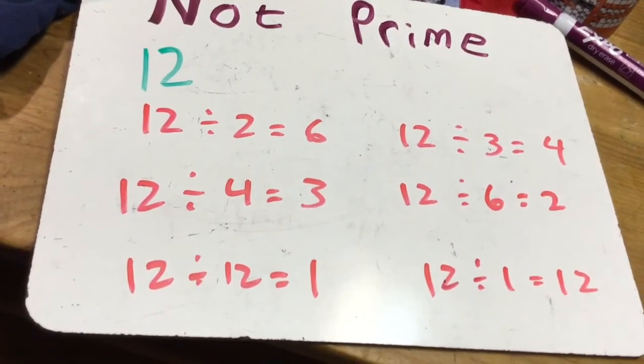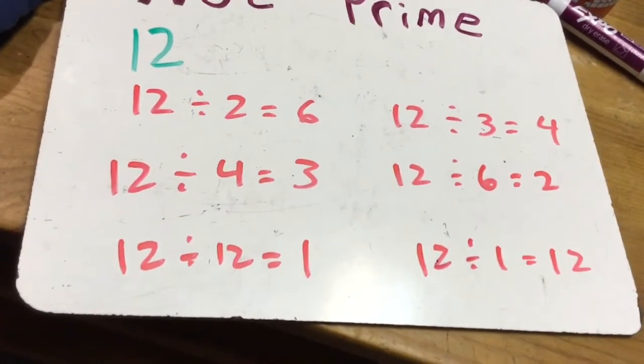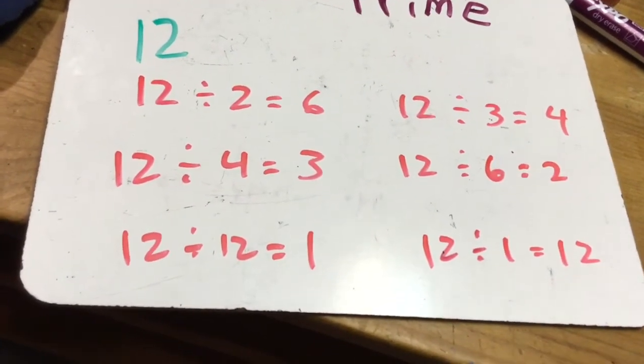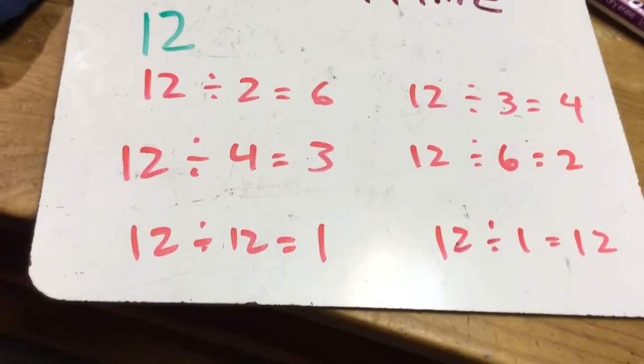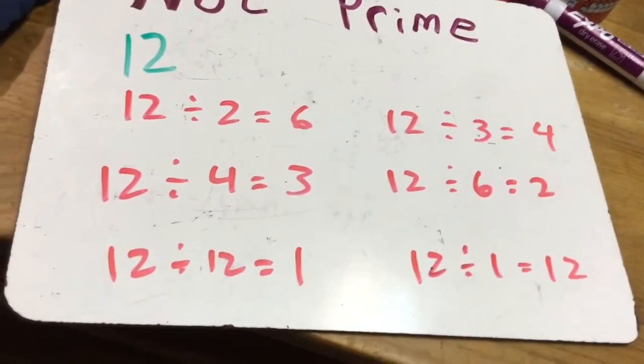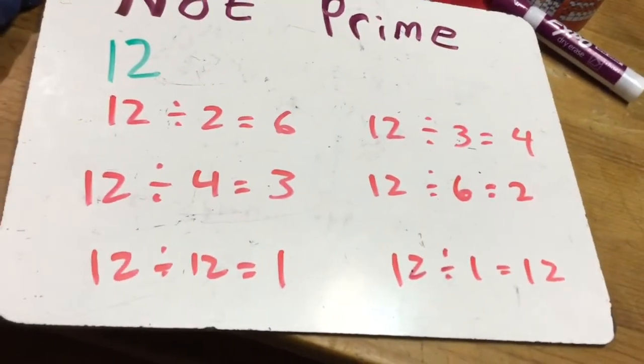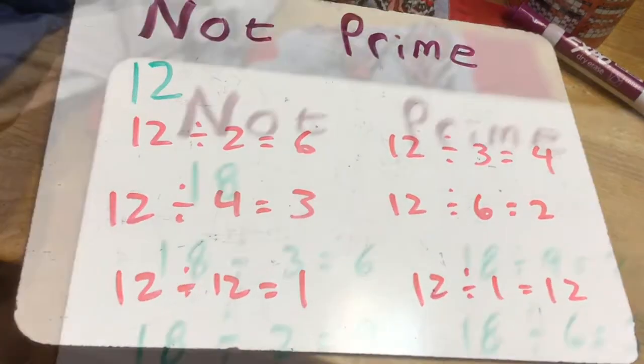So 12 is not prime because I can divide it by lots of different numbers, or at least more than itself and the number 1. So it's not prime. Let's check out another not prime number.